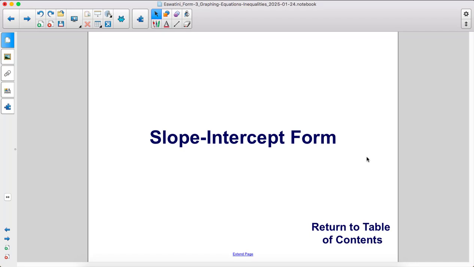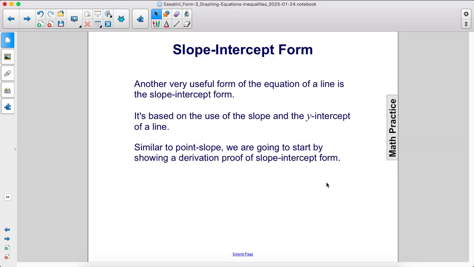Slope-intercept form. Another very useful form of the equation of a line is the slope-intercept form. It's based on the use of the slope and the y-intercept of a line. Similar to point-slope, we're going to start by showing a derivation proof of slope-intercept form.